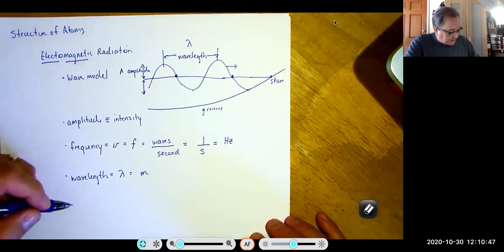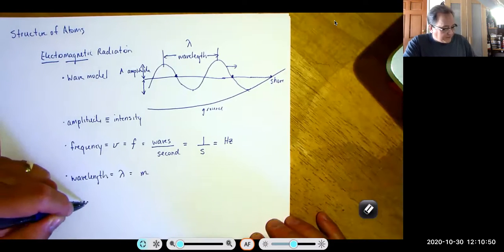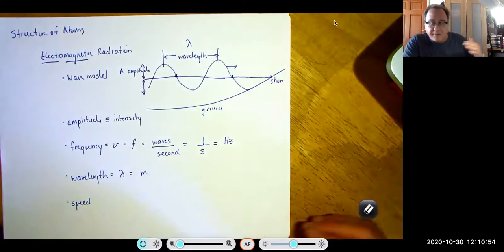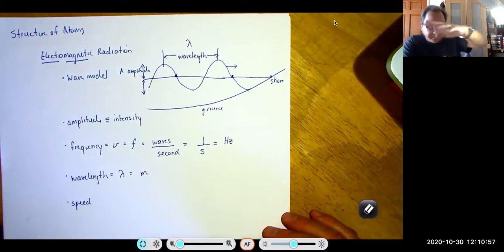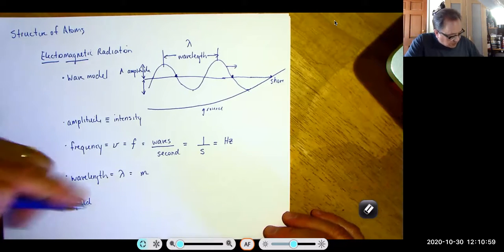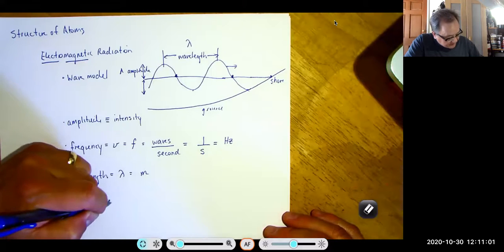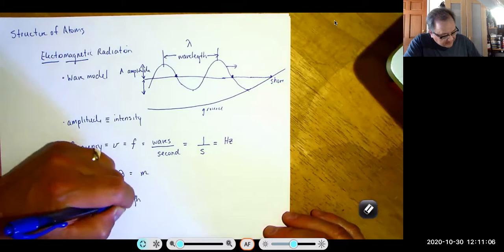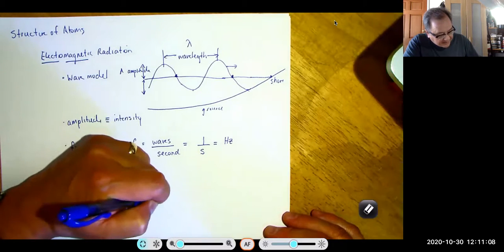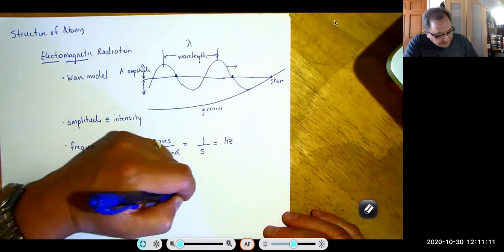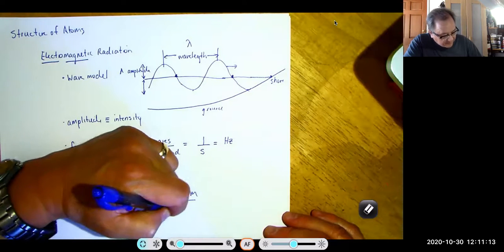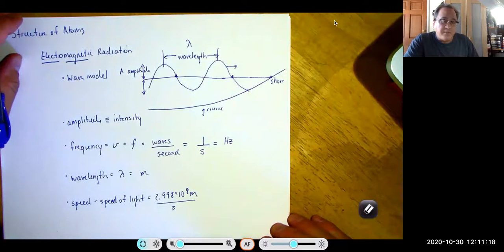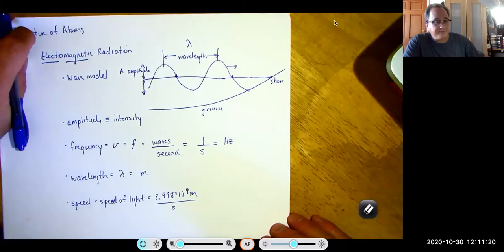And then there is the speed of the electromagnetic radiation. So speed is different than how many waves are coming per second. It's how fast this whole thing is moving. And the speed is what we call the speed of light. And it's 2.998 times 10 to the 8th meters per second. And they say that this is, of course, in a vacuum, which is where light mostly travels through. It travels through a vacuum.